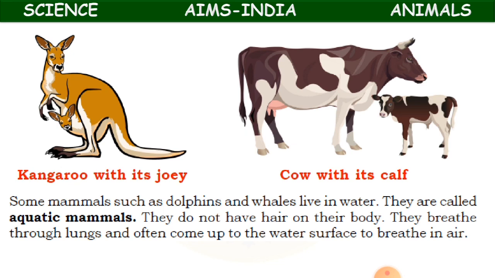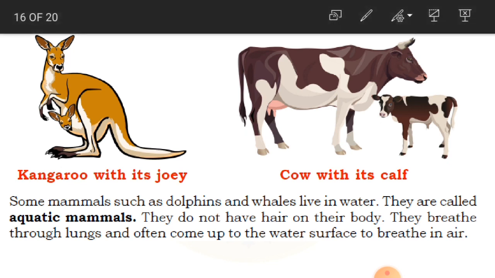Now, this is a picture of a kangaroo and a cow with its young ones. See how the kangaroo is holding its baby, the joey, and how the cow is holding its baby, the calf. So these animals give birth to the young ones directly.